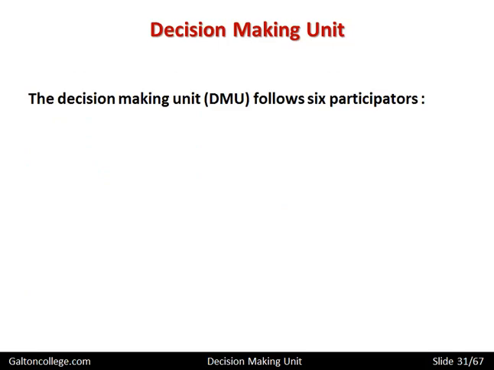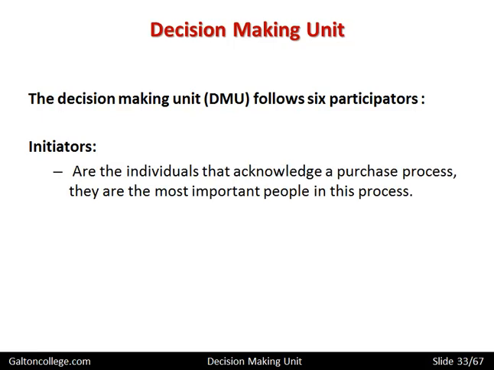So we have 6 participators, and we'll start with the initiators. These are the individuals that acknowledge a purchase process. These are the ones who start the whole process running. They're the most important people because they're the ones who started. Without these, there will be no decision to purchase or not to purchase. Without initiators, nothing will happen. The whole process must be initiated, almost by definition.